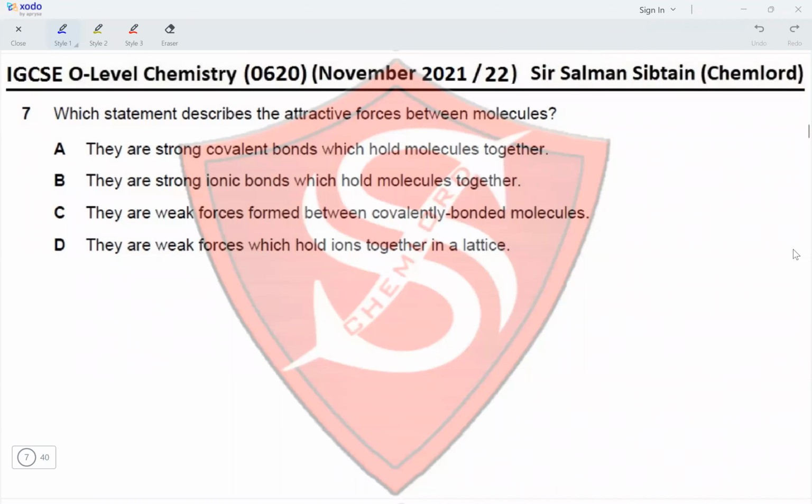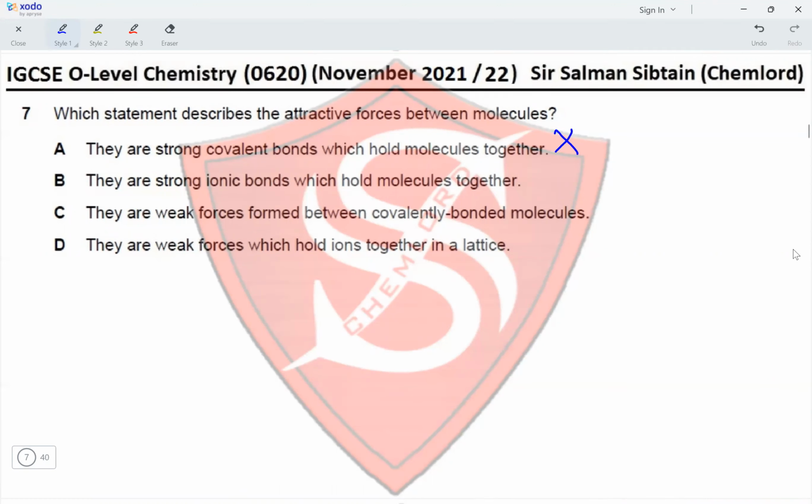Question 7. Which statement describes the attractive forces between molecules? So these are forces between molecules. They are strong covalent bonds which hold molecules together. They cannot be strong bonds. This is between molecules. They have to be weak intermolecular forces of attraction. So strong covalent bonds is not the answer. Strong covalent bonds exist between atoms of a molecule, not between molecules.